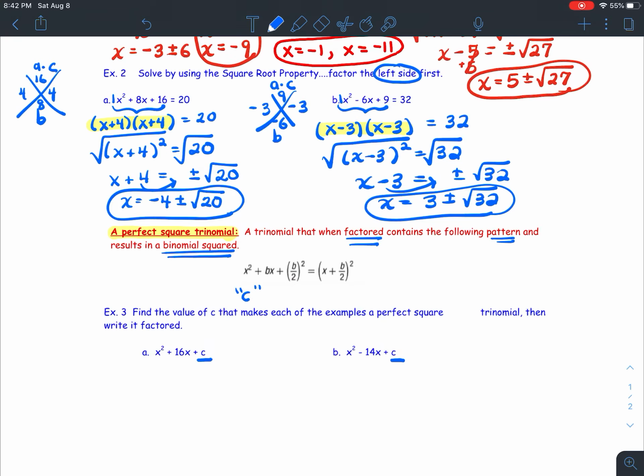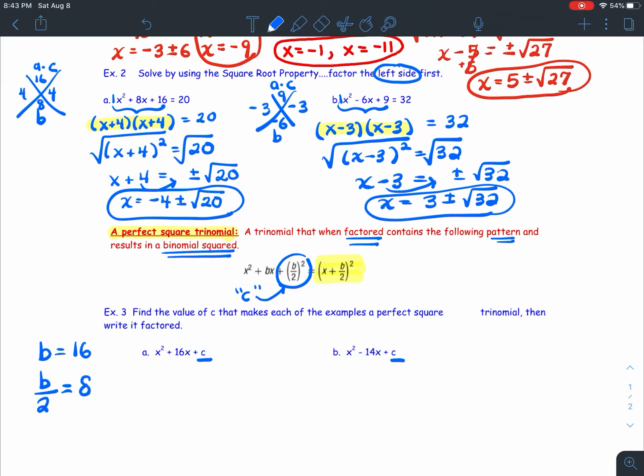If you actually have a perfect square trinomial, the C value, which is what we're missing in these problems at the bottom, is actually the B value divided by 2 and then squared. If the B value cut in half and squared is your C value, then this should factor into an identical factor squared. Let's try that and see if this works.